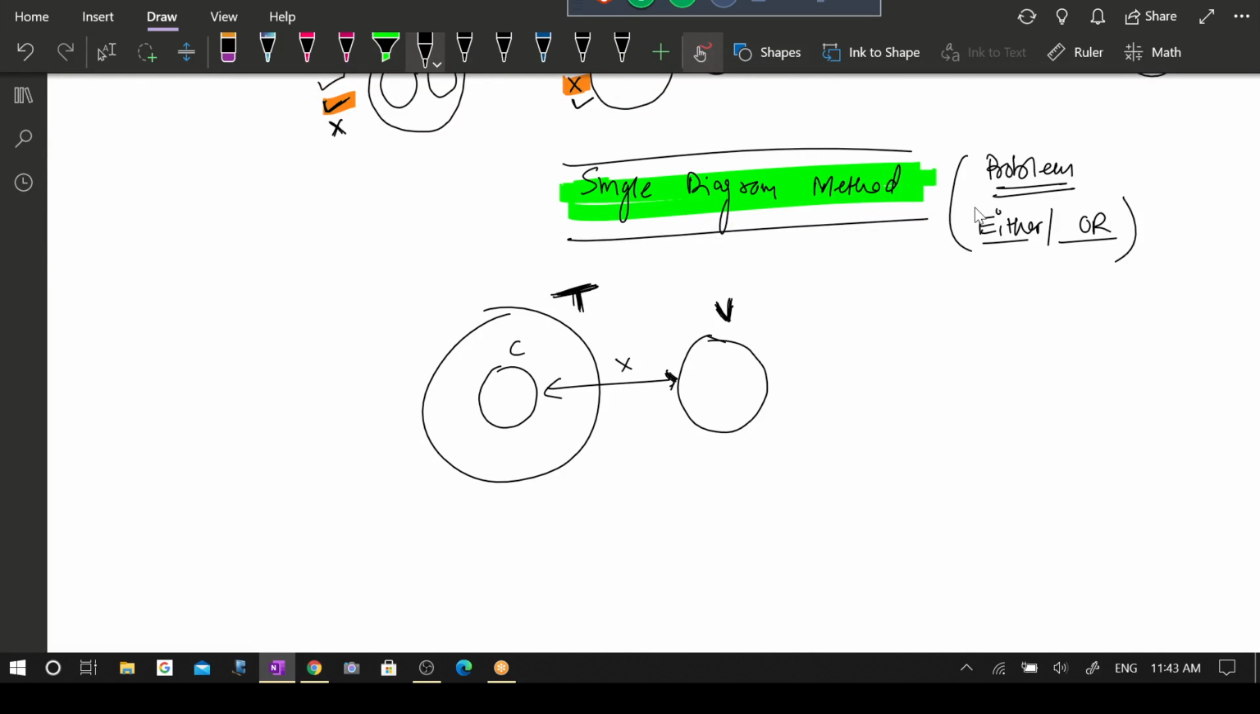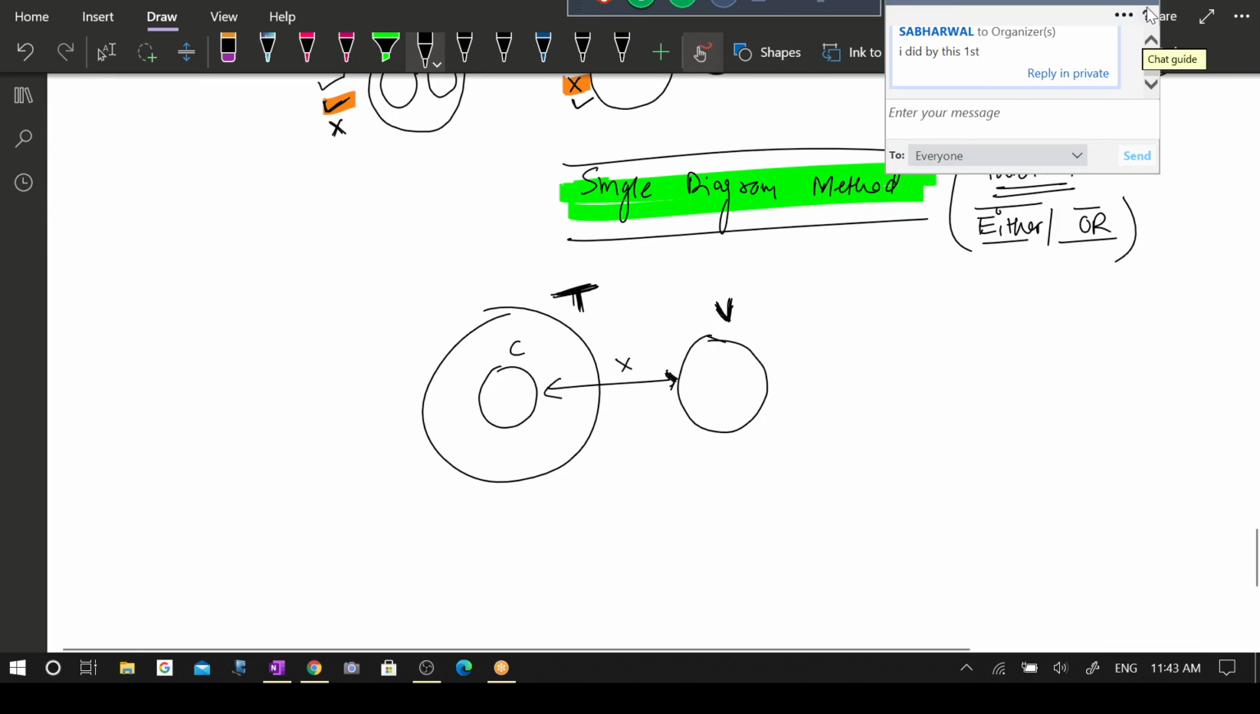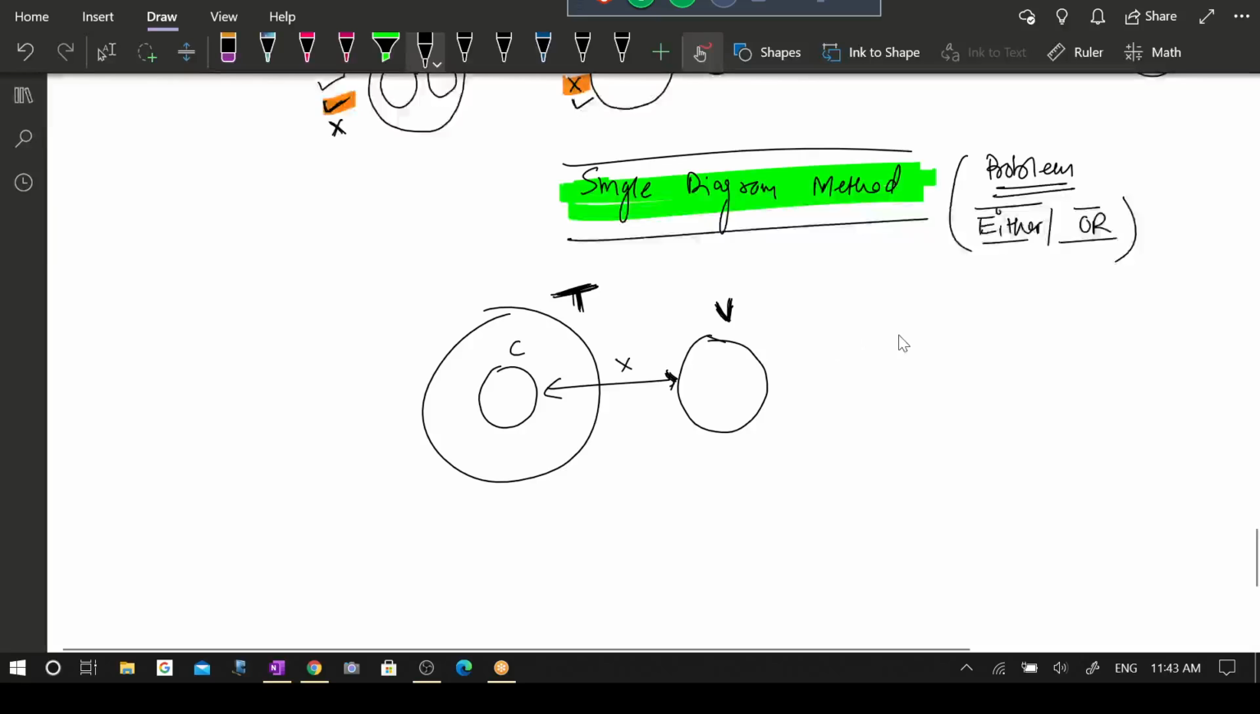There is some option, either or. In that case you have to look for a complementary pair. For example, this was a diagram I would draw in the paper. I won't draw all 4 diagrams in the paper. You would draw only a single diagram in the paper.